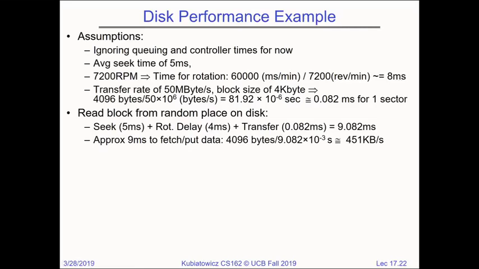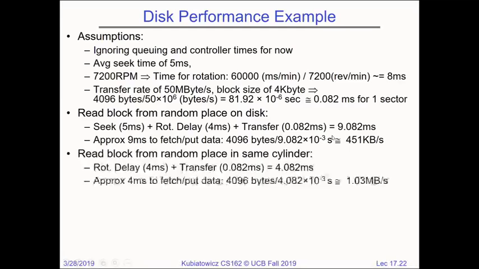Expected, right? Expected time is half a revolution. Transfer time is 0.082, so it takes 9.082 milliseconds. So if you were to actually figure this out, what you'd come up with is about 451 kilobytes per second of a random block from the disk. Notice that is a lot smaller than 50 megabytes. So look at how much we've dropped, how far we have fallen.